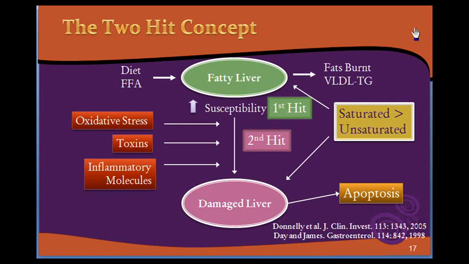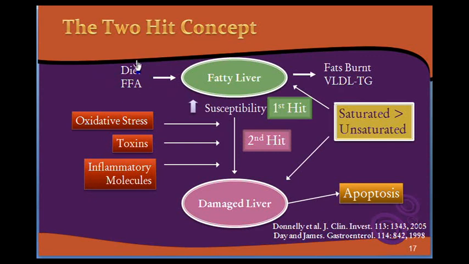This slide further illustrates the two-hit concept. In the diet, supposing we take more of saturated fats, more of fatty food, and more of free fatty acids are available, they enter the liver and cause fatty liver. Normally, the fats that we take are burnt into end products like carbon dioxide and water, or they are converted into VLDL and triglycerides and stored.